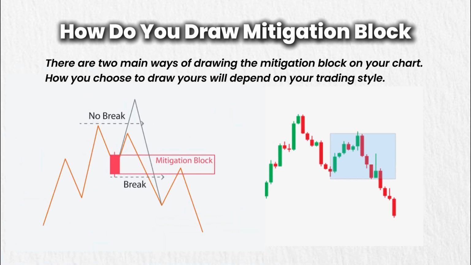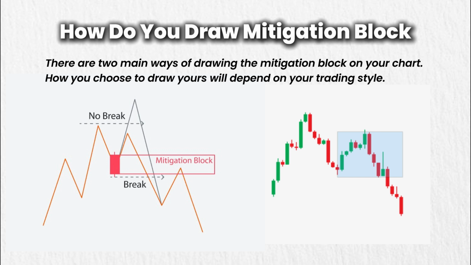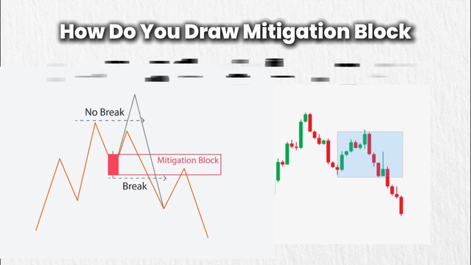The first one is more precise than the other, giving you a better reward for your risk. On the flip side, it's possible that the price does not get to the order block before reversing. The second method is not as precise and won't give you the reward for the risk the first offers, but it will help you catch the most trades.